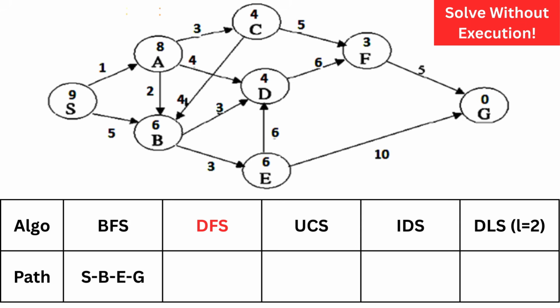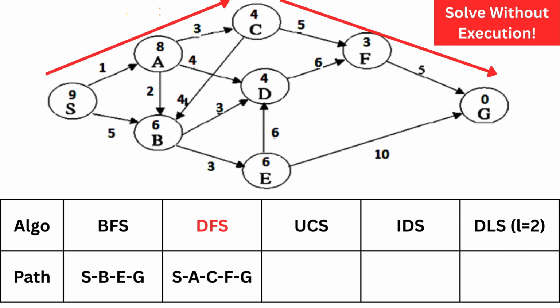Now let's try for DFS. The property of DFS is that it takes the extreme path. If we start in alphabetic order, it will start from A and go to C, F and then G. And if we start from B, it will go to S, B, E and G. So assume that the question asked the traversal should be in alphabetic order. So the path would be S, A, C, F, G.